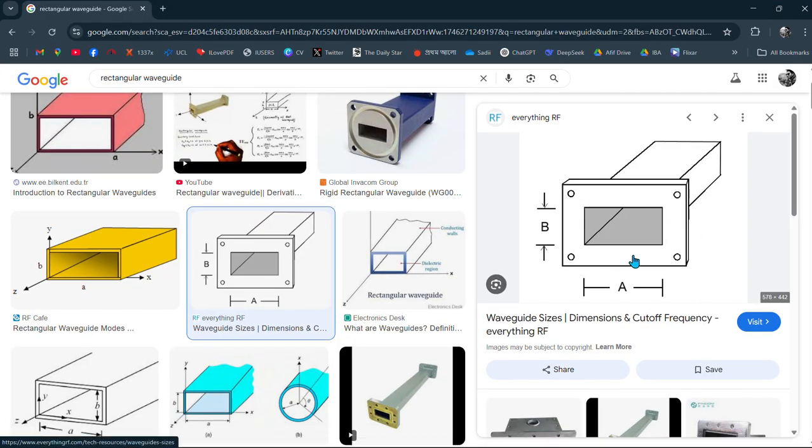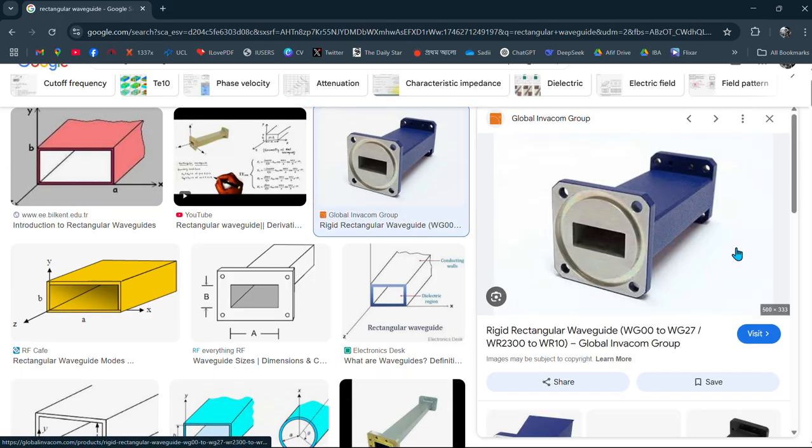So this is a picture of a rectangular waveguide, and these are the practical pictures. Practically, the rectangular waveguide looks like this: the shape of the opening and the closing part of the rectangular waveguide is a rectangular shape. That is why this type of waveguide is called a rectangular waveguide.